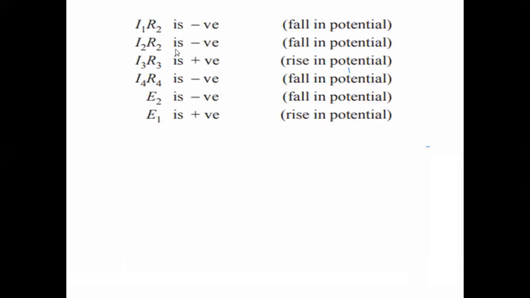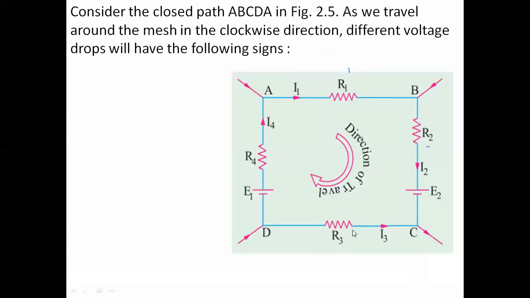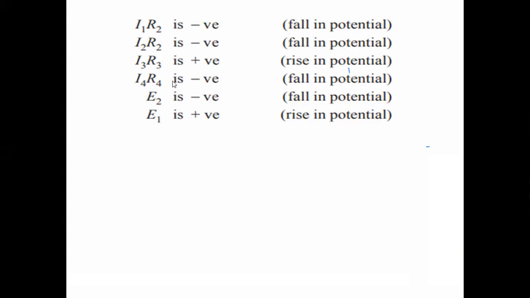So that is given here. I1 R1 is fall in potential, I2 R2 is fall in potential, whereas I3 R3 is rise in potential, and I4 R4 is fall in potential, whereas E2 is negative, fall in potential. E1 is positive, rise in potential. Like this we have.